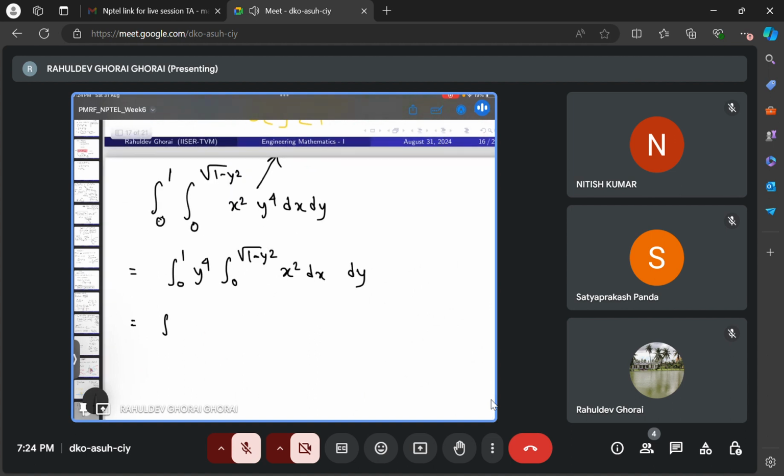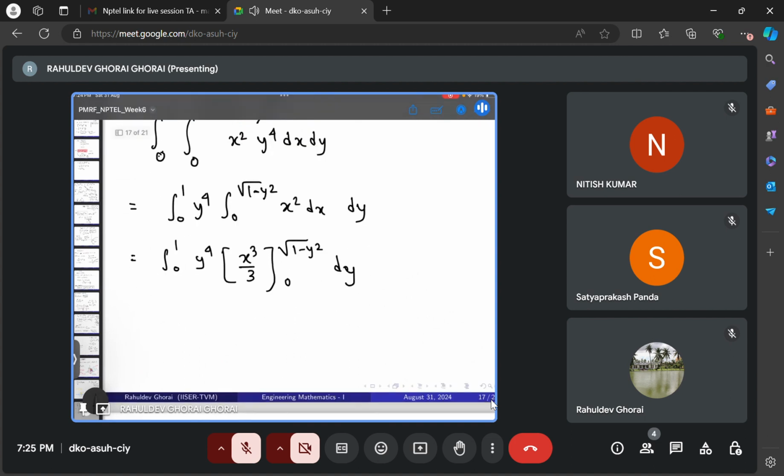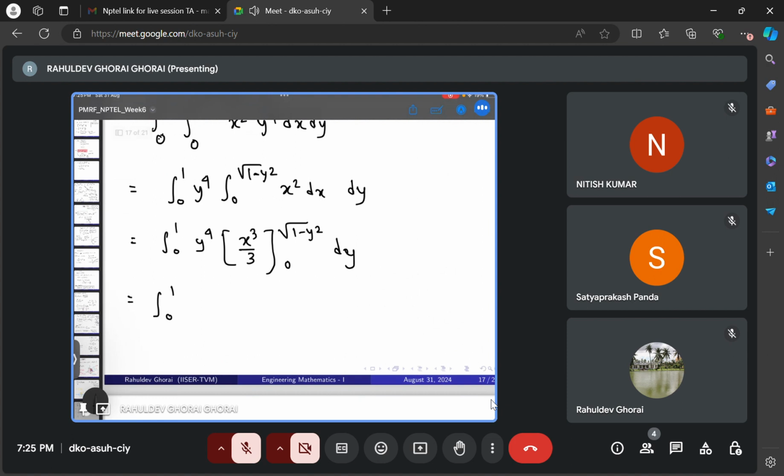So that gives 0 to 1 y to the power 4. What will this be? x cube over 3, from 0 to square root of 1 minus y square, dy. Right? These are simple integrations, these are not a problem. The most difficult thing you have already understood. So once you are done with this, 0 to 1, this will be y to the power 4 times 1 minus y square to the power 3 by 2 dy.